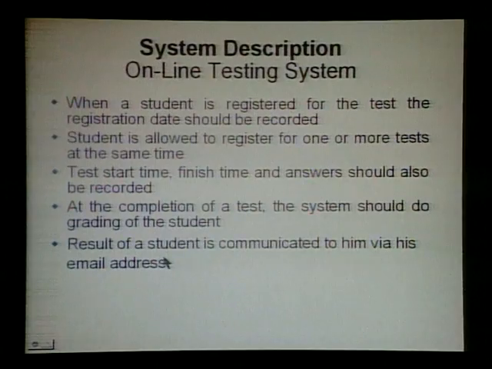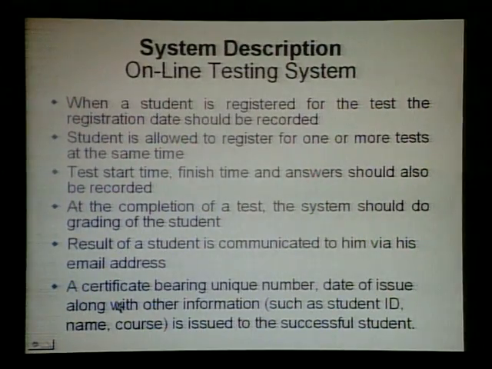Result of a student is communicated to him via his or her email address. A certificate bearing unique number, date of issue, along with other information such as student ID, name and course information is issued to the successful student. These were some of the descriptions of the system. Now let us see the requirements of the system.